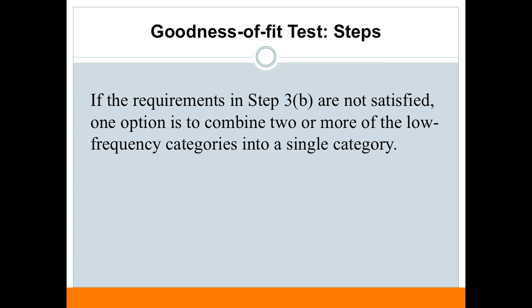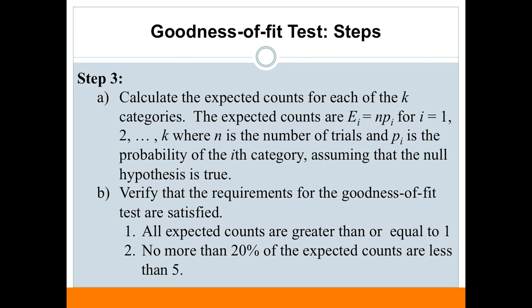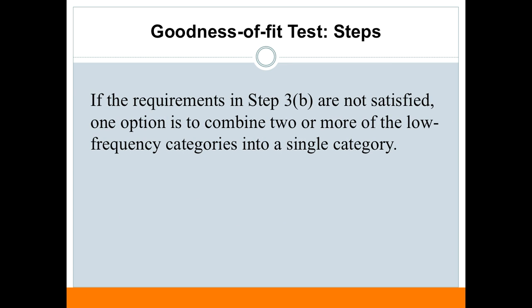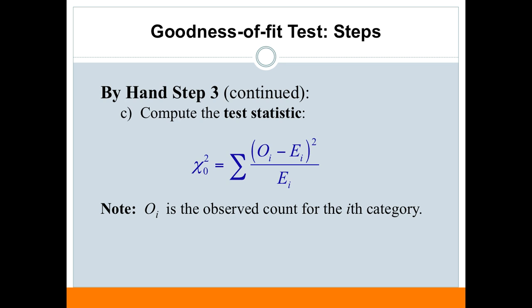Now, if the requirements of step 3b are not met, which if you look back really quickly, is that you can't have more than 20% of the expected counts that are less than 5, one option that you have would be to combine 2 or more of the low frequency categories into one singular category, and that would work pretty well.